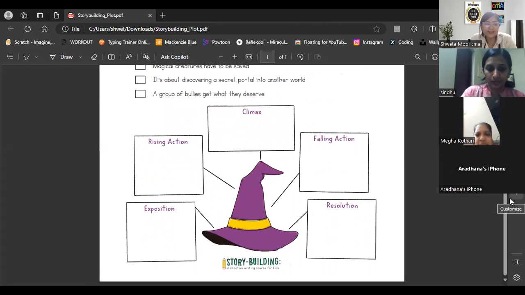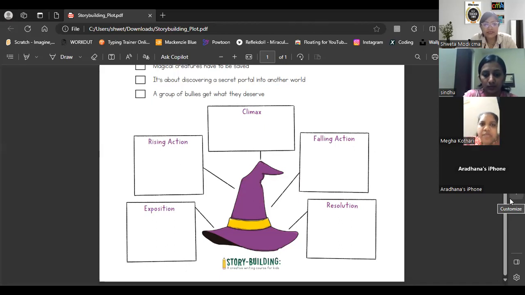Now to understand this, I have already written in the chat also, you can read from there. So what is exposition? Exposition is the beginning, where we learn about the characters and setting. What is setting? You all know. Setting means the place, the area, and who all are the characters. That becomes your exposition.